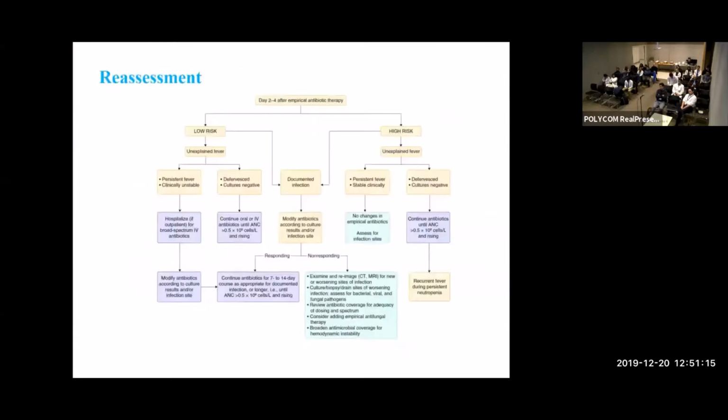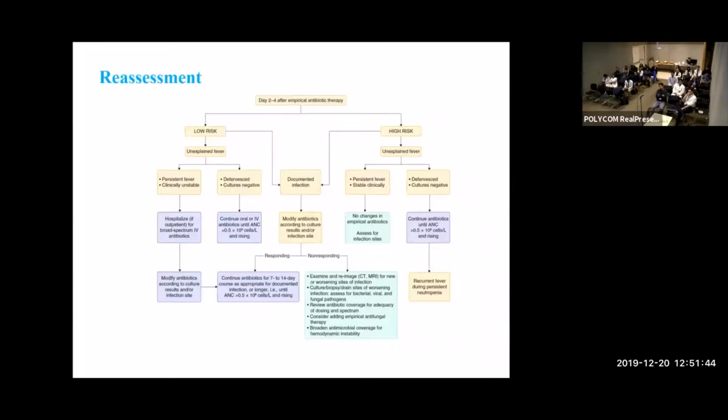And in terms of reassessment, they typically recommend reassessment of the empiric therapy that we're giving every 2 days. But days 2 and 4 are critical. So if the patient is low risk and has an unexplained fever, if they persist to be febrile, or they are clinically unstable, definitely inpatient management with IV antibiotics. If they effervesce and the cultures are negative, we may consider continuing oral medications or IV antibiotics.